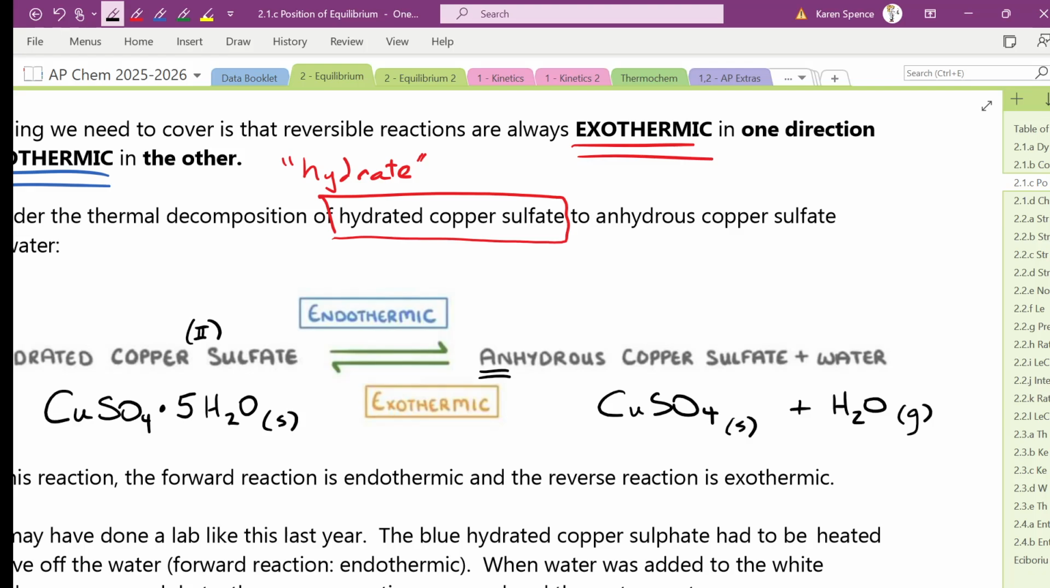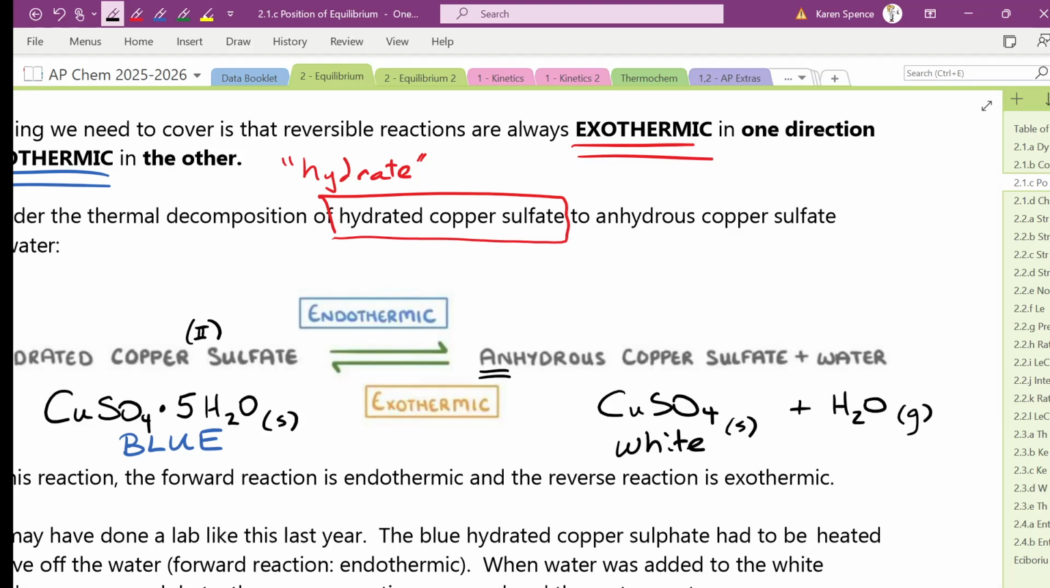What color was the copper(II) sulfate? It was blue. Do you remember the color of the anhydrous copper(II) sulfate? It turned a super exciting color, like gray, white, okay? So it turned from blue to white.